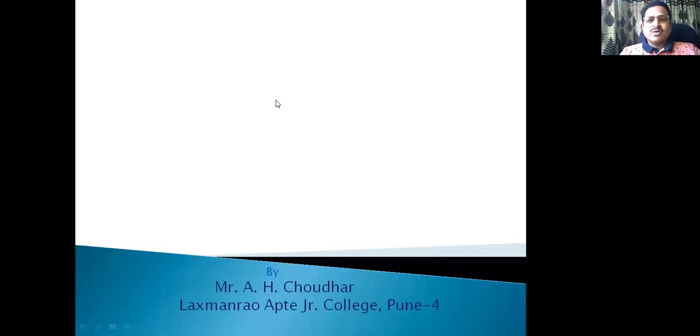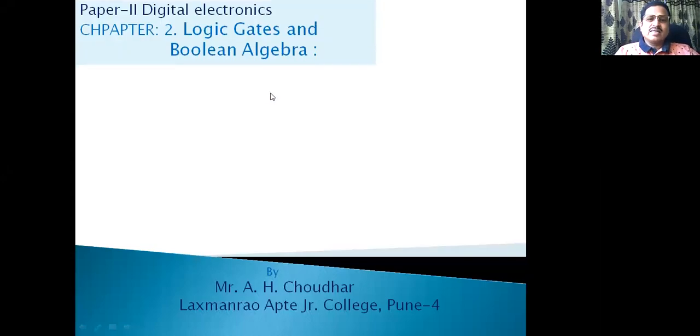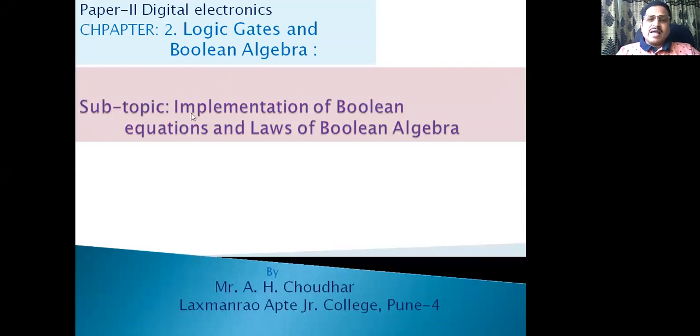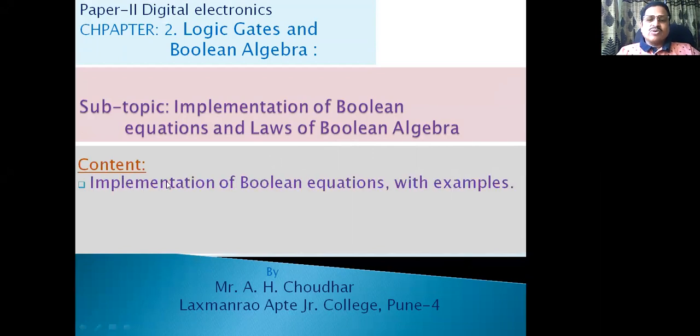Hello friends, we are with our paper 2 content and we have already started the second chapter of paper 2, logic gates and Boolean algebra. In this session, you will learn a sub-content of this chapter, implementation of Boolean equations and laws of Boolean algebra, in which you will become familiar with how to implement a given logical operation by using logic gates with the help of a couple of examples. Then you will learn various laws of algebra.